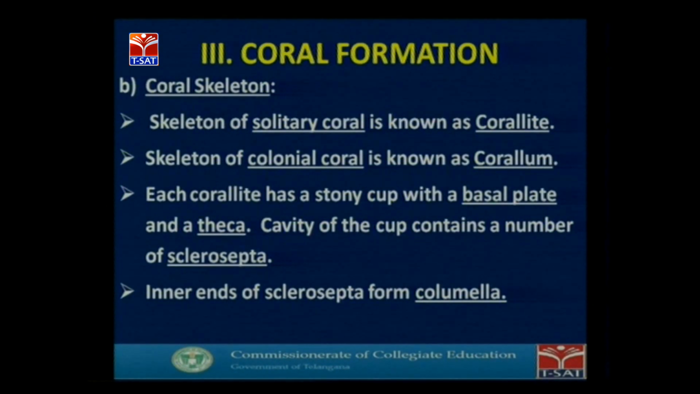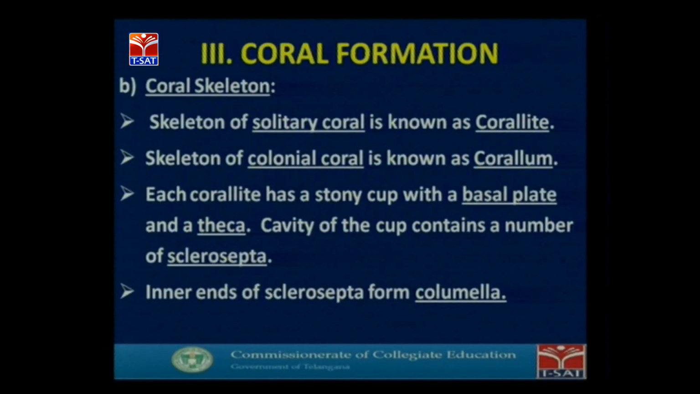And coming to the coral skeleton, the skeleton of a single coral or solitary coral is known as corallite, whereas the skeleton of a colonial coral is known as corallum. So that is the difference between corallite and corallum. Each corallite has a stony cup with a basal plate and a theca. Theca is the body wall. The cavity of the cup contains a number of vertical ridges which are called sclerosepta. The inner ends of the sclerosepta fuse to form an irregular mass which is called columella.